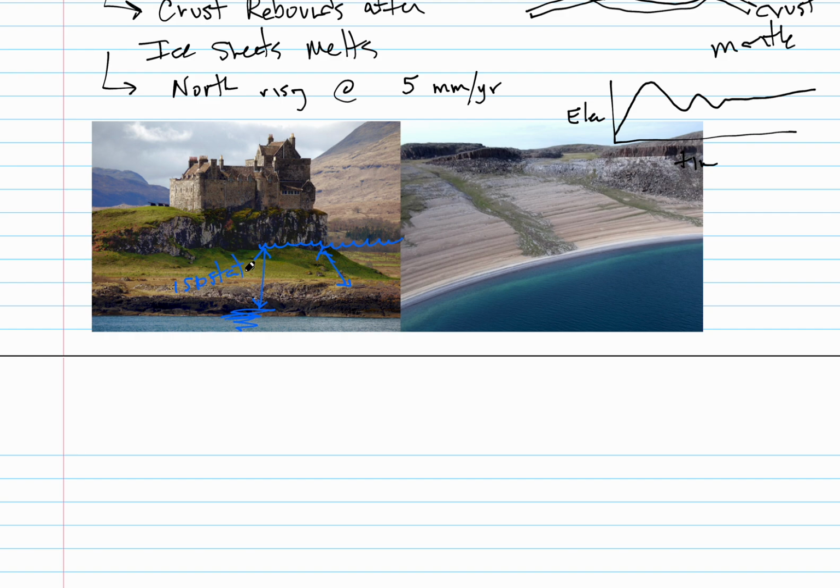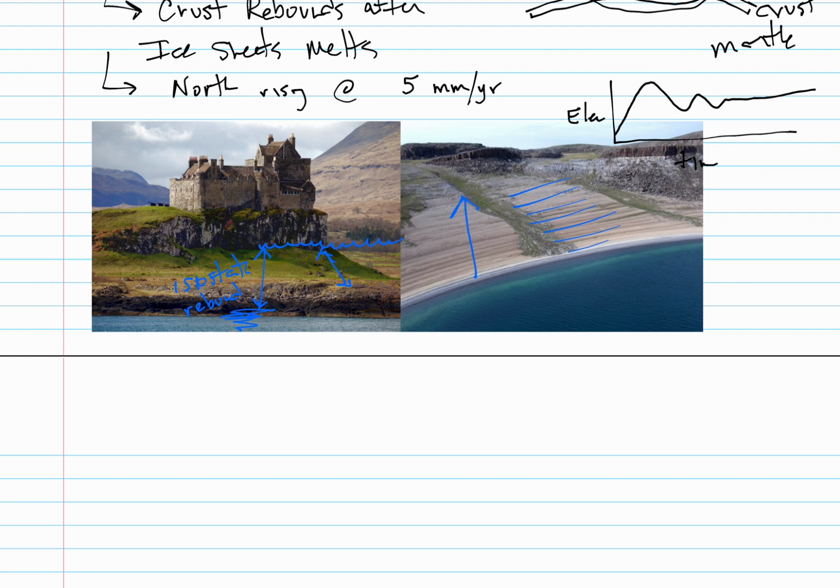Isostatic rebound. They didn't build the castle that far away from the sea, they built it right on the sea. But this is rising up, and we can see the same thing with Roman era buildings too. And now here's a more natural example, these stripes on the beach. These are showing that this land is rising relative to sea level, and each of the stripes are benches that mark ancient sea level.